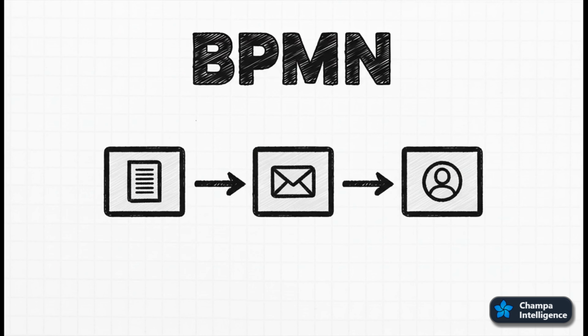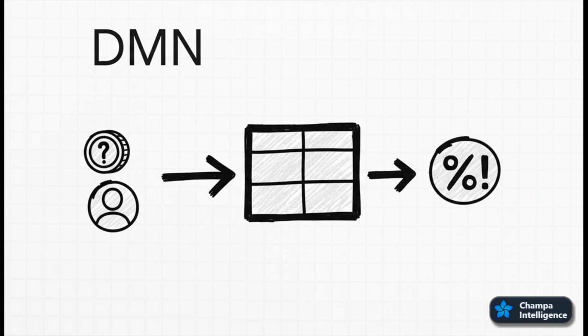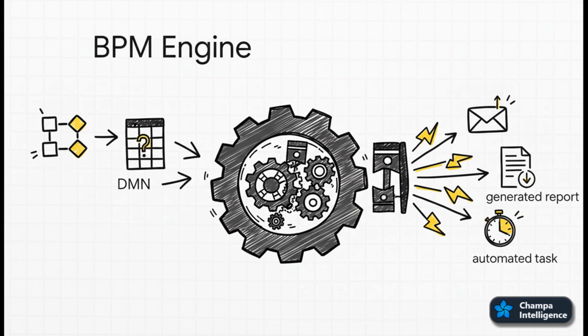Okay, so let's bring it all home. First up, you have BPMN. This defines the what and the when. It's the sequence of all the tasks in your process. Paired right alongside that is DMN. DMN defines the how. It's the specific, nitty-gritty logic behind any of the complex decisions in that sequence. And the thing that brings it all to life is the BPM engine. It takes that sequence and that logic and it makes it all happen automatically.